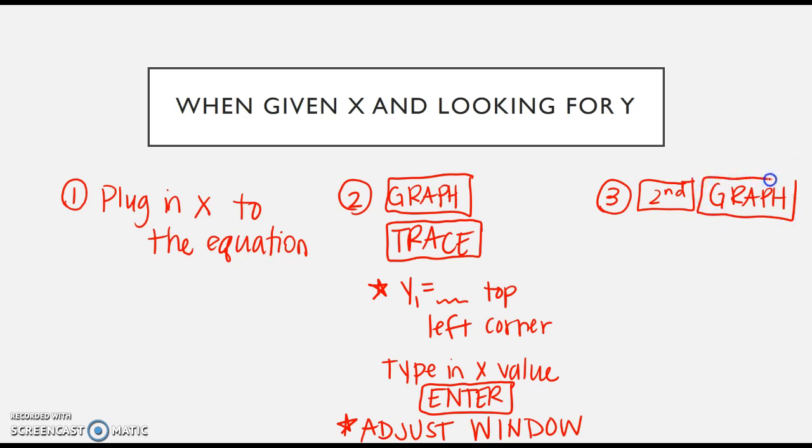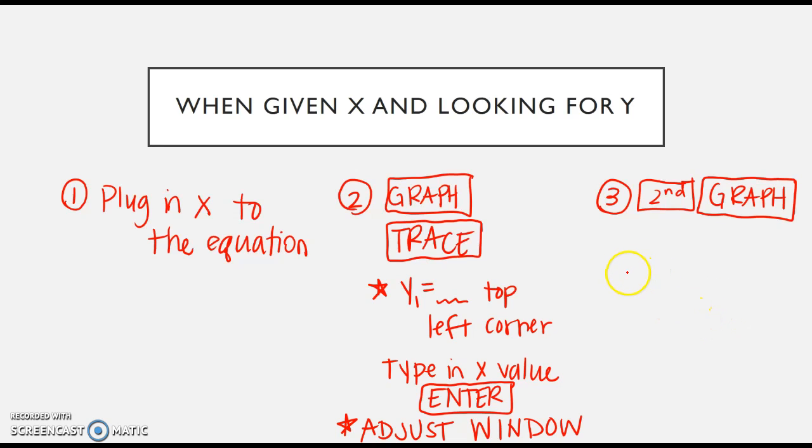If you don't have anything typed into y equals, you'll have a table with just x values and not y values. So you're going to go to second graph, and it'll give you your table. If you're looking for an x value that's really large, your table is going to start around 0. If you want to look for something like 35, and you don't want to scroll all the way down to 35, you can adjust where your table starts.